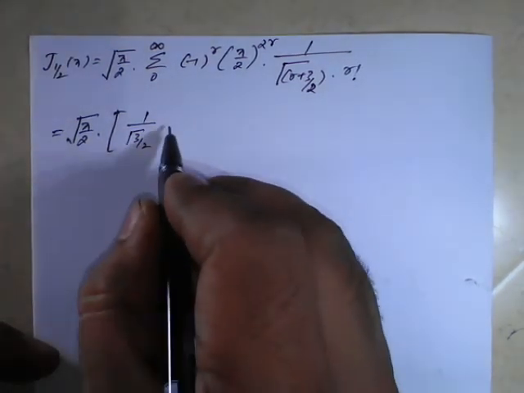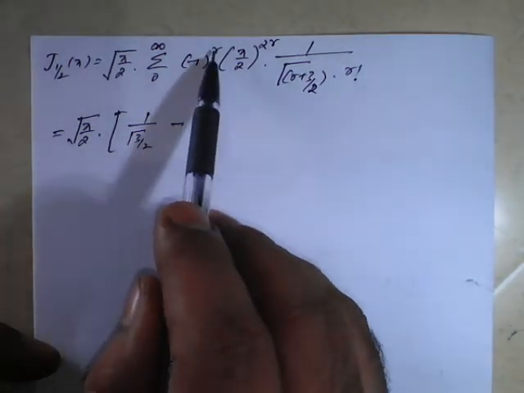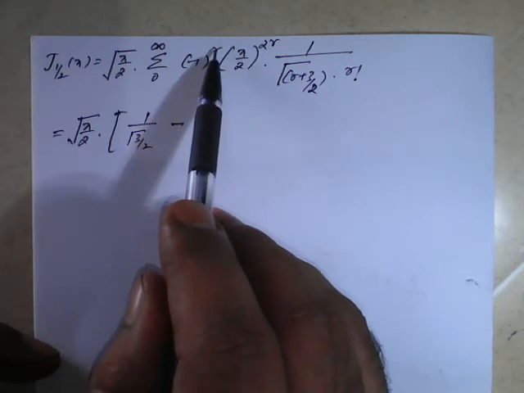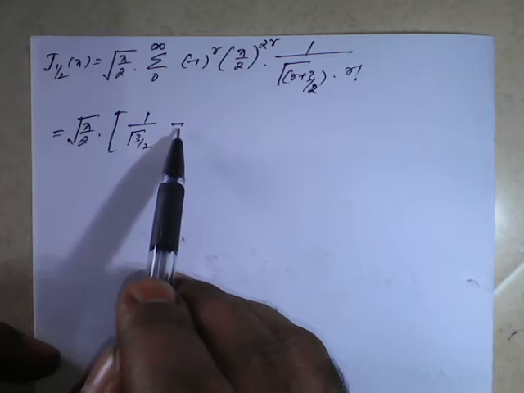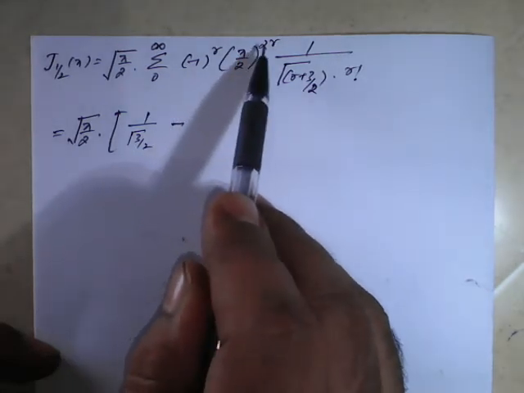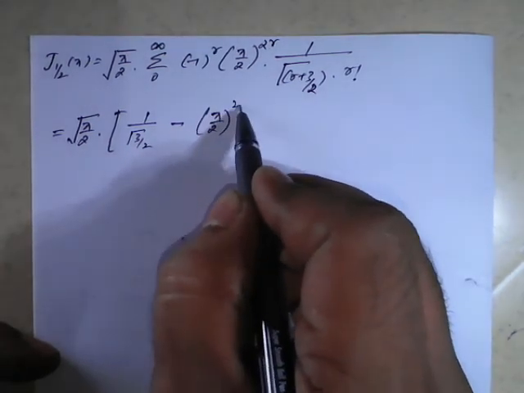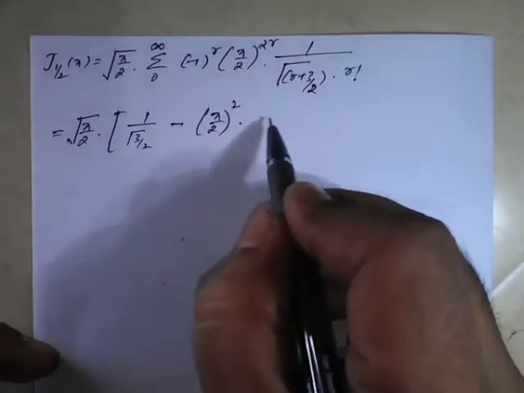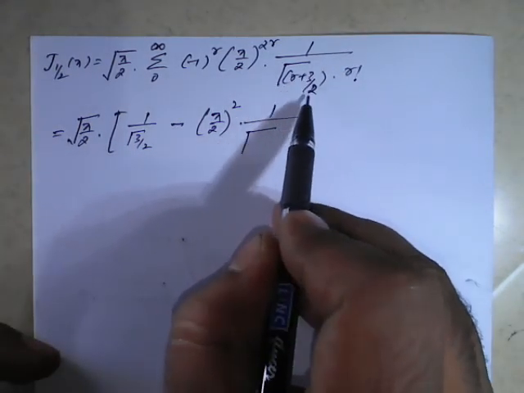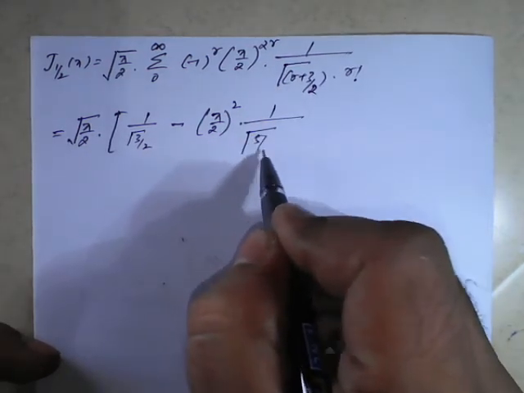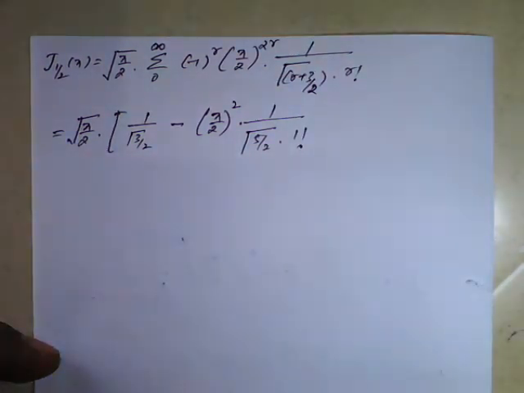Similarly, minus, when r is equal to 1, minus 1 raised to 1 is minus 1, so I have taken the minus sign. X by 2 raised to 2 into 1, that is x by 2 raised to 2, into 1 upon gamma of r plus 3 by 2, with r equal to 1, it will become 5 by 2, into 1 factorial.